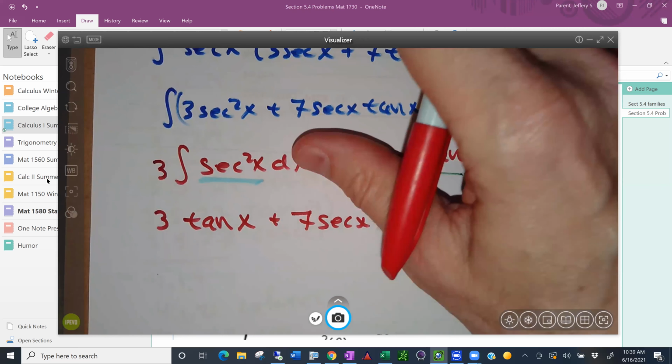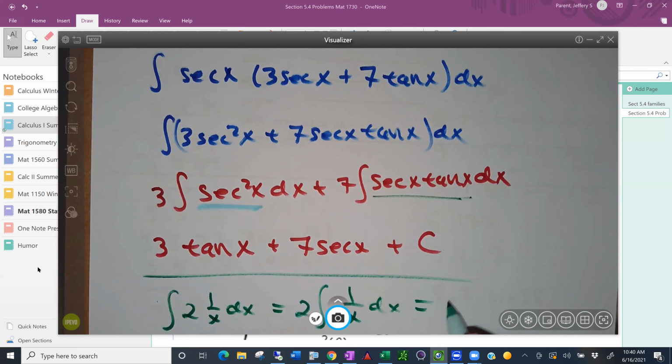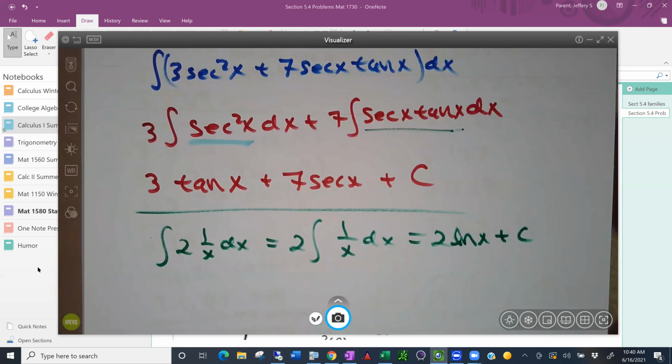All right. Comments on that one? Let's do some more here. A little bit ago, we did this one. We did the integral of 2 times 1 over x dx. You can factor out the 2, 1 over x dx. That gives you 2 times ln of x. And of course, when you're finding an antiderivative like this for an indefinite integral, you get a c, a constant.